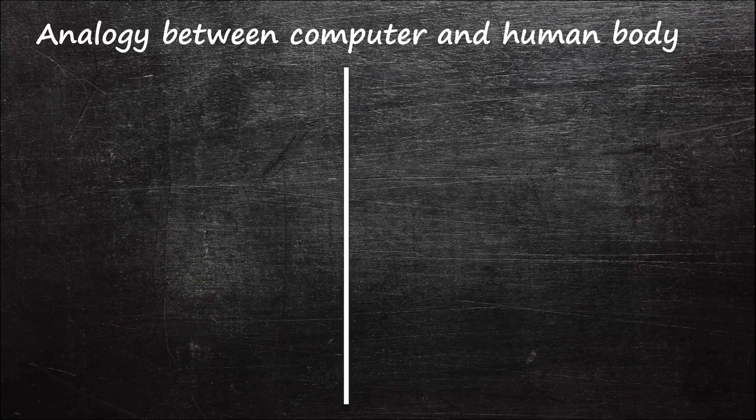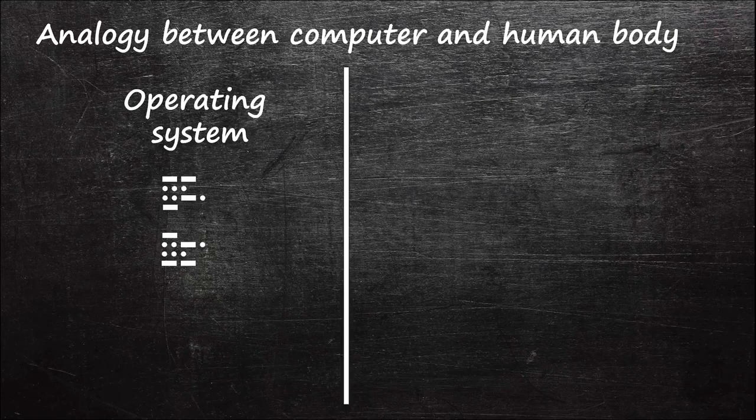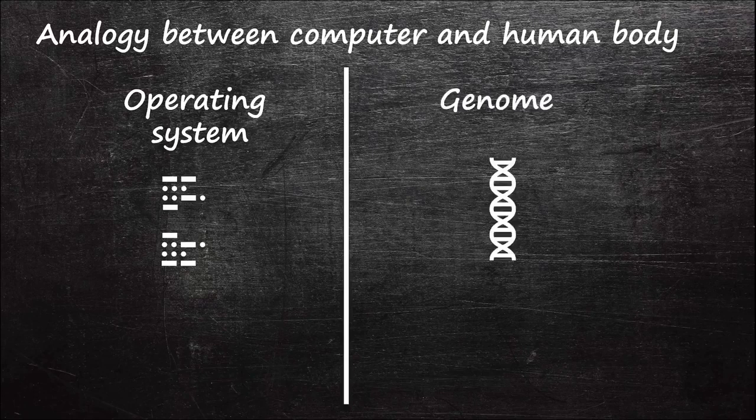How a computer will function is determined by the codes written in its operating system. Similarly, the function of human organs is decided by the genetic codes in its genome. The genome is a collection of all the genetic information in an organism which directs how the body must work.